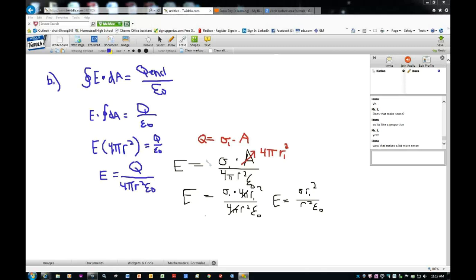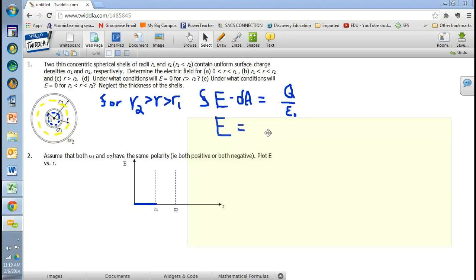Okay, then I'm going to go ahead and take the presenter role. Thank you, I appreciate it. So now we figured out what this is. Let's see if I can redraw it here. I believe they had sigma 1 times R1 squared divided by epsilon naught times R squared.